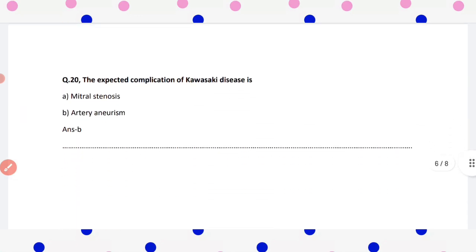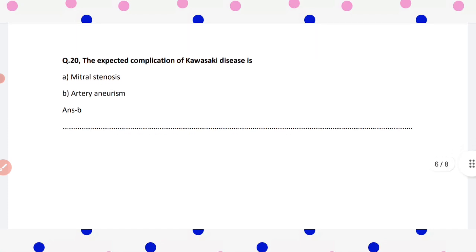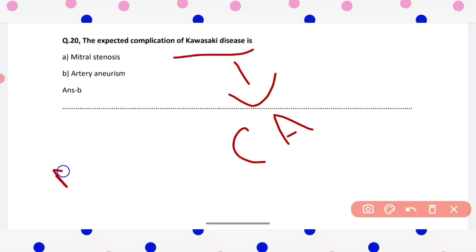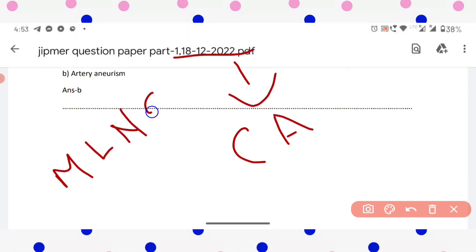Next question is the expected complication in Kawasaki disease. Mitral stenosis, atrial aneurysm. Here the keyword is Kawasaki disease. What is Kawasaki disease? In Kawasaki disease, inflammation of the coronary arteries will take place. Which artery? Coronary artery. It is previously called as mucocutaneous lymph node syndrome. Very important, already they have asked question from here also. Mucocutaneous lymph node syndrome, because it causes swelling in the lymph nodes and mucous membrane present inside the mouth, eyes, nose and throat.